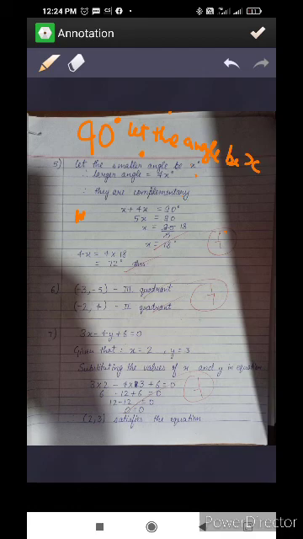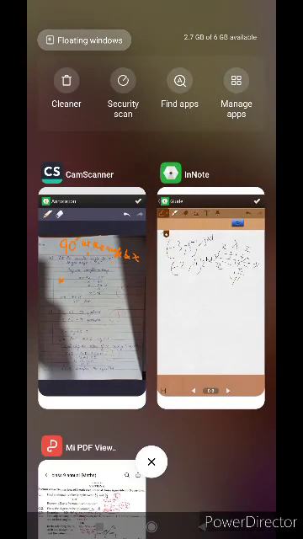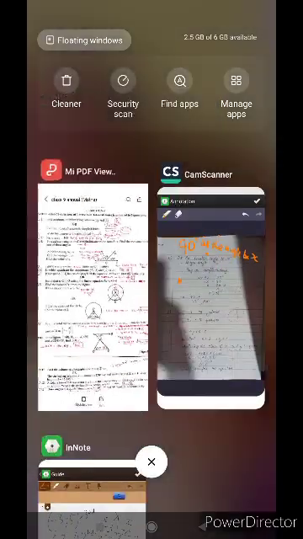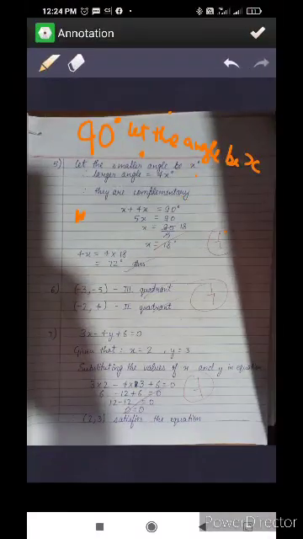Next is part number 7, question number 7. If the point 3 comma 4 lie on the graph of equation 3y is equal to ax plus 7, then find the value of a. Okay, so if 3 comma 4 lie, we have to substitute the value of x as 3 and y as 4.